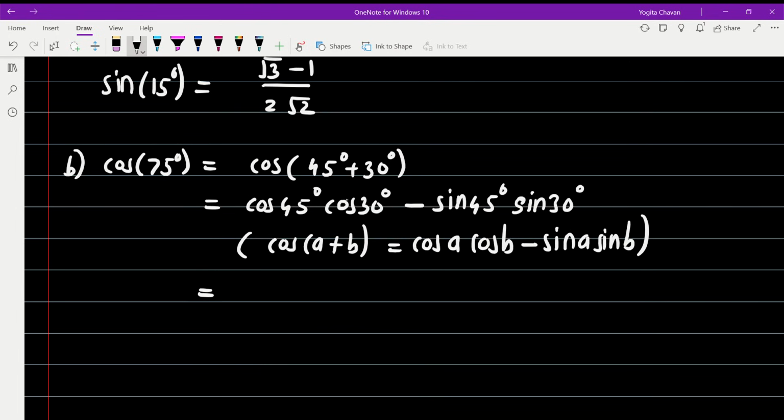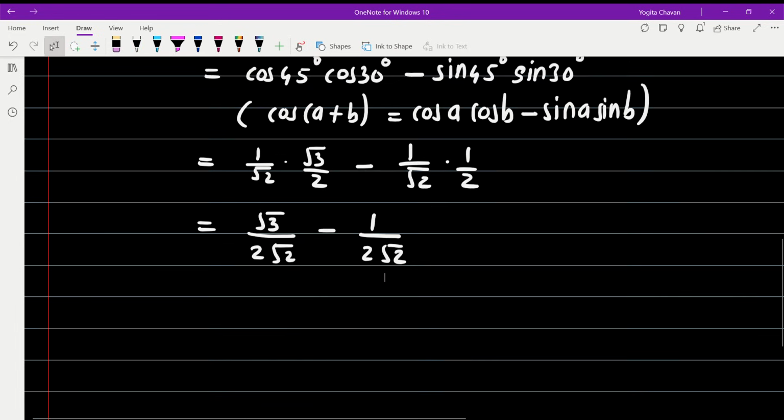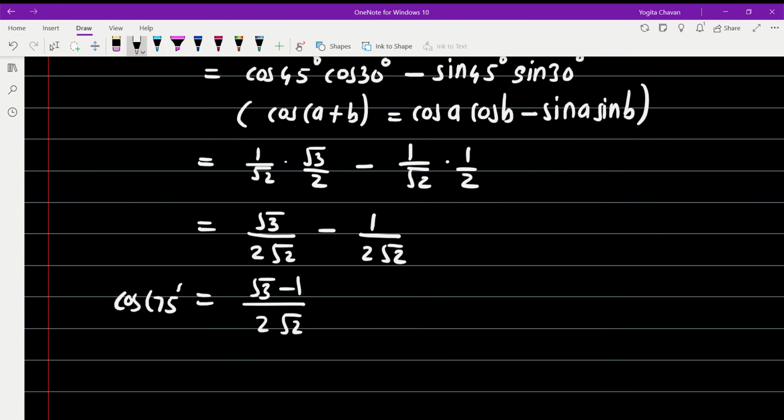Now cos 45 is 1 by root 2, and what is cos 30? Cos 30 is root 3 by 2, minus sin 45, again 1 by root 2, and sin 30 is 1 by 2. So this is root 3 divided by 2 into root 2, minus 1 upon 2 into root 2, which is equal to root 3 minus 1 upon 2 into root 2, and this is the value of cos 75 degrees.